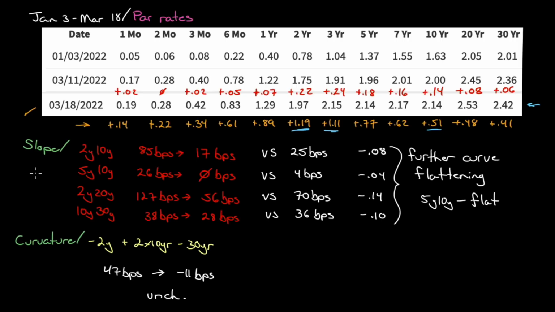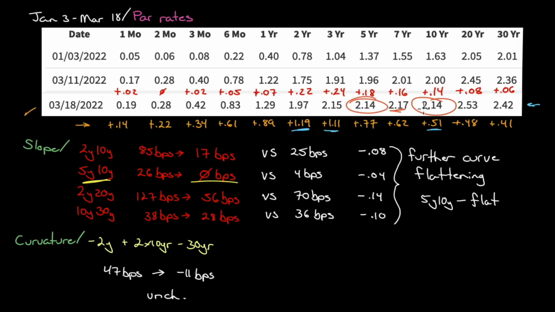Look at the slope. This is a big one to pay attention to. The 5 to 10 segment is completely flat. The 5-year is yielding 2.14%. The 10-year is yielding 2.14%. The 7-year, you got a 217 in there, but that's just a few basis points difference. You got a flat segment of the curve.